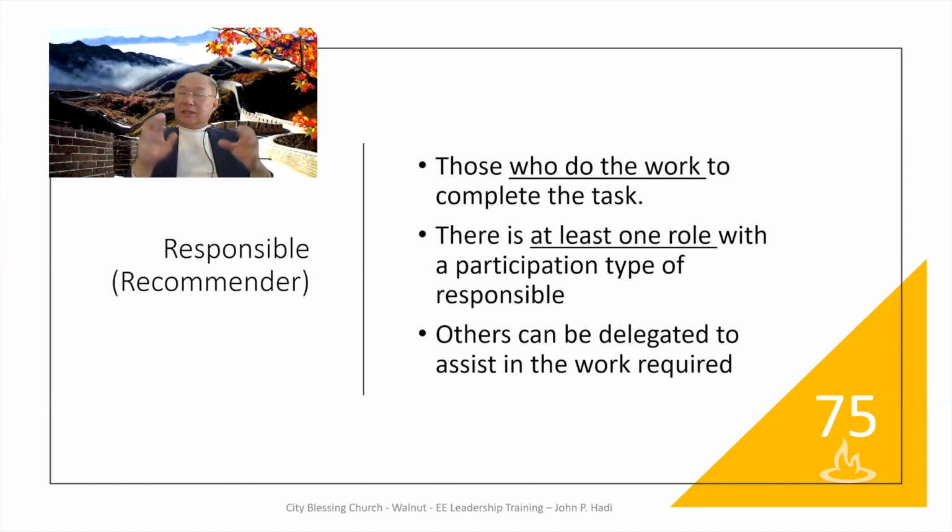Let's drill down step by step. Responsible: the people who are responsible are the people who do the work and complete the tasks. At least there will be one person who is responsible, the doer. There can be many people who do the work. Others can be delegated, assist, or be required. So the responsible person is the person doing the function.